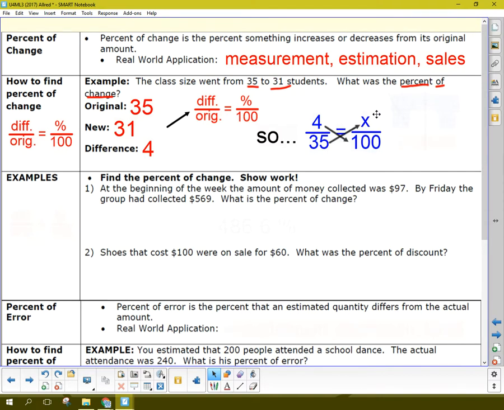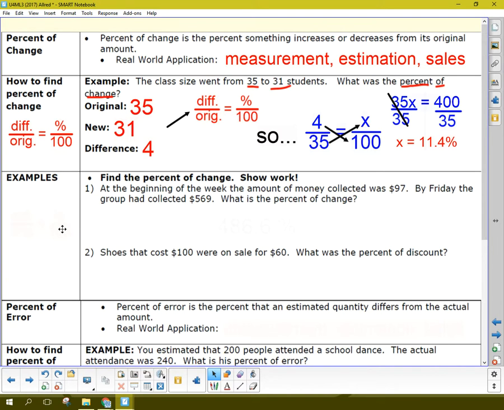We're trying to find the percent from what it was that it went down. Then we can still cross multiply, set it equal to x over 100. 35 times x is 35x. 4 times 100 is 400. Then if you divide both sides by 35, you'll find that 400 divided by 35 is about 11.4%. So there's an 11.4% decrease in the class size from what it was to what it became.